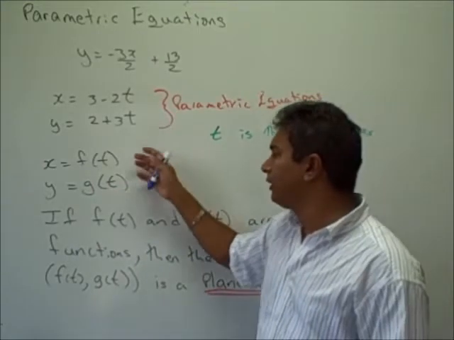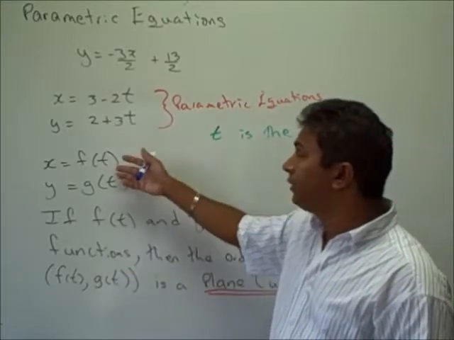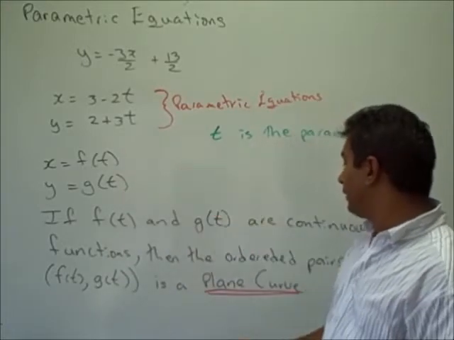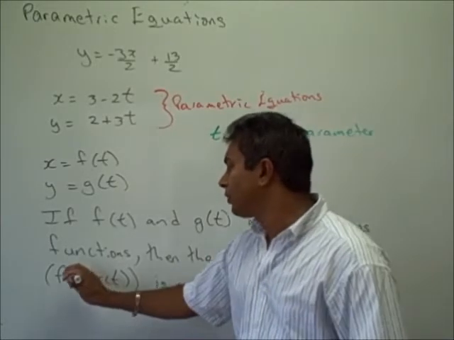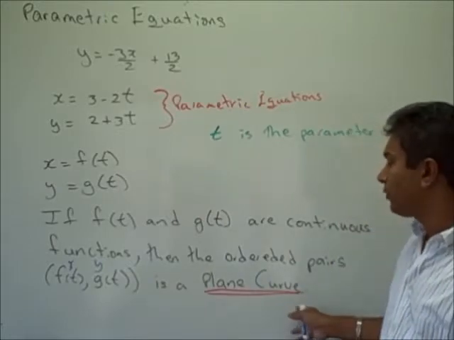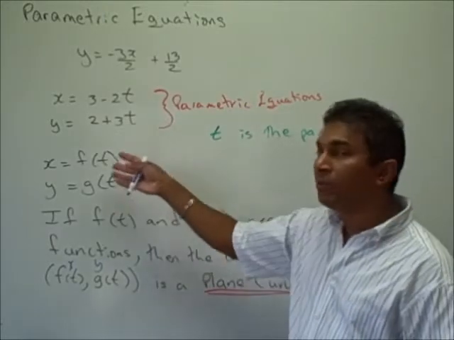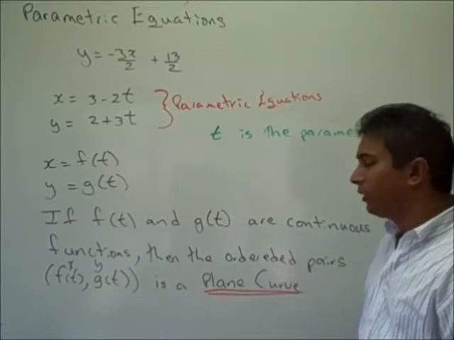Now, if f of t and g of t are continuous functions over the interval for t, then the ordered pairs f of t and g of t, which are really our x and y values, are known as a plane curve. So the ordered pairs produced by these functions over the interval t are known as a plane curve.